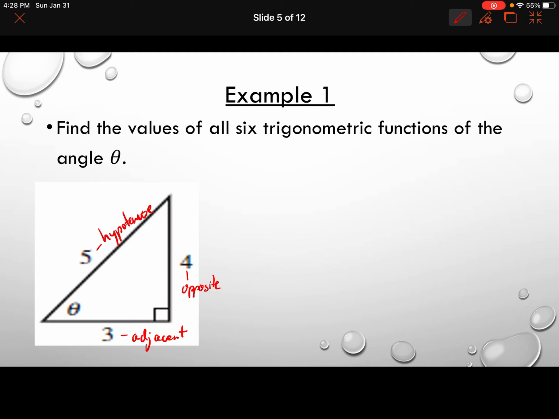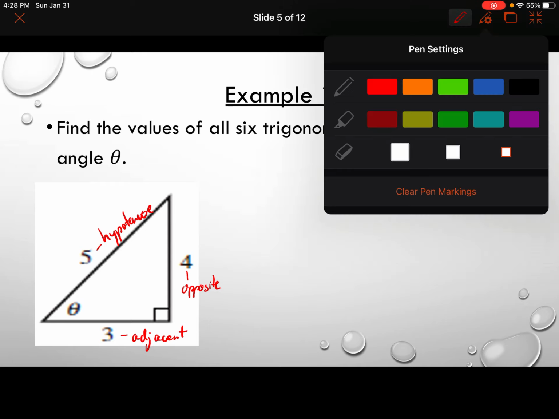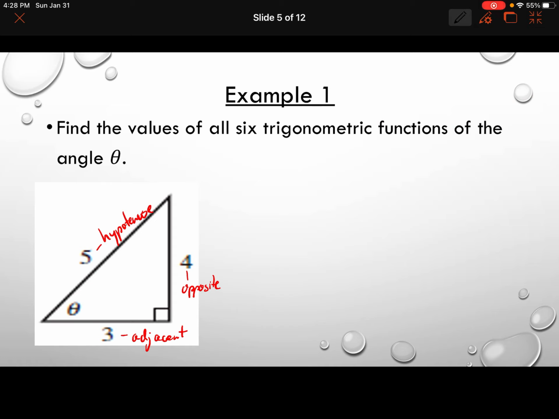So just, once again, keep that in mind. All right, so let's do the 6 trigonometric functions. Let's do sine first. Remember, sine was opposite over hypotenuse. So in this case, our opposite is 4. Our hypotenuse is 5. That's it. That is the ratio for sine of theta. We're done. That's all it was asking us. Find the value of the trig function. We found the value.